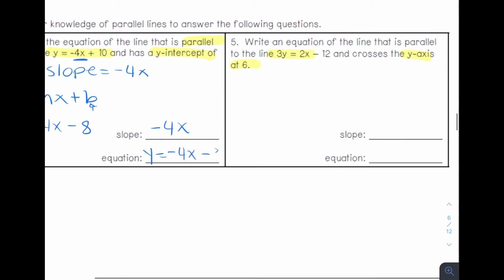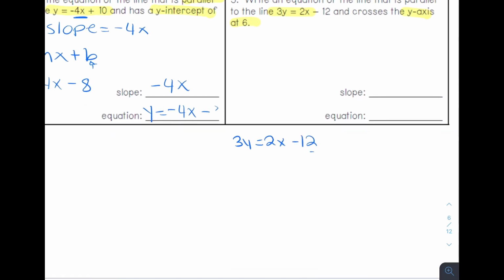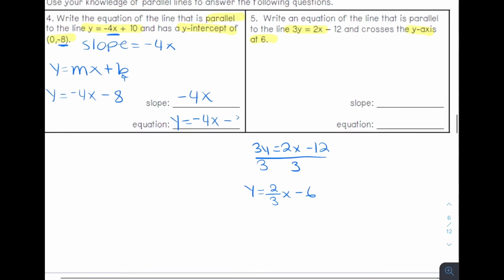So they didn't give me this equation in slope-intercept form, so I'm gonna go ahead and change it. And all I have to do to get this equation to slope-intercept form is divide both sides by 3. So my new equation will be y equals 2 over 3 times x minus 6. So now that I can clearly see my slope, I know my slope will be 2 over 3 times x. And I can start writing my new equation.